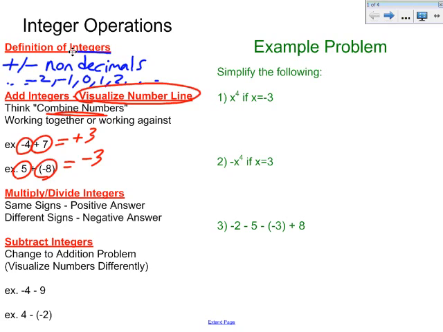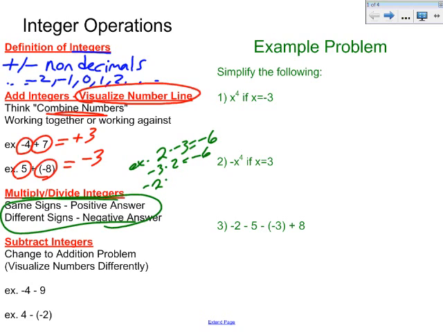Now, when you multiply or divide, just remember this basic rule. If they're the same signs, it's positive. If different signs, it's negative. So, for example, if we have 2 times -3, those are different, so it comes out as -6. -3 times 2, those are different signs, so it comes out as -6. And then -2 times -3, those are the same signs, so it comes out as +6.